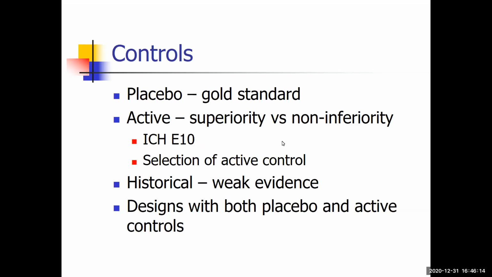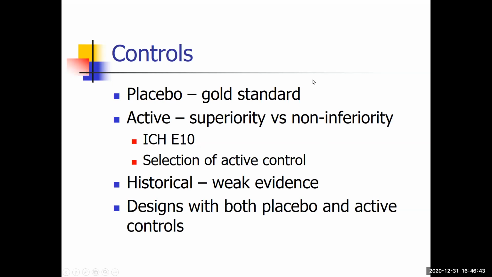And ICH-E10 is specifically about how to select an active control, and they talk about non-inferiority trials. Historical control is the weakest evidence. So what is historical control? If you do a single-group trial, I only have the test drug. Now, how are you going to compare? So I'm going to compare with published literature and stuff like that. I'm going to compare with past history. So that's the weakest evidence.